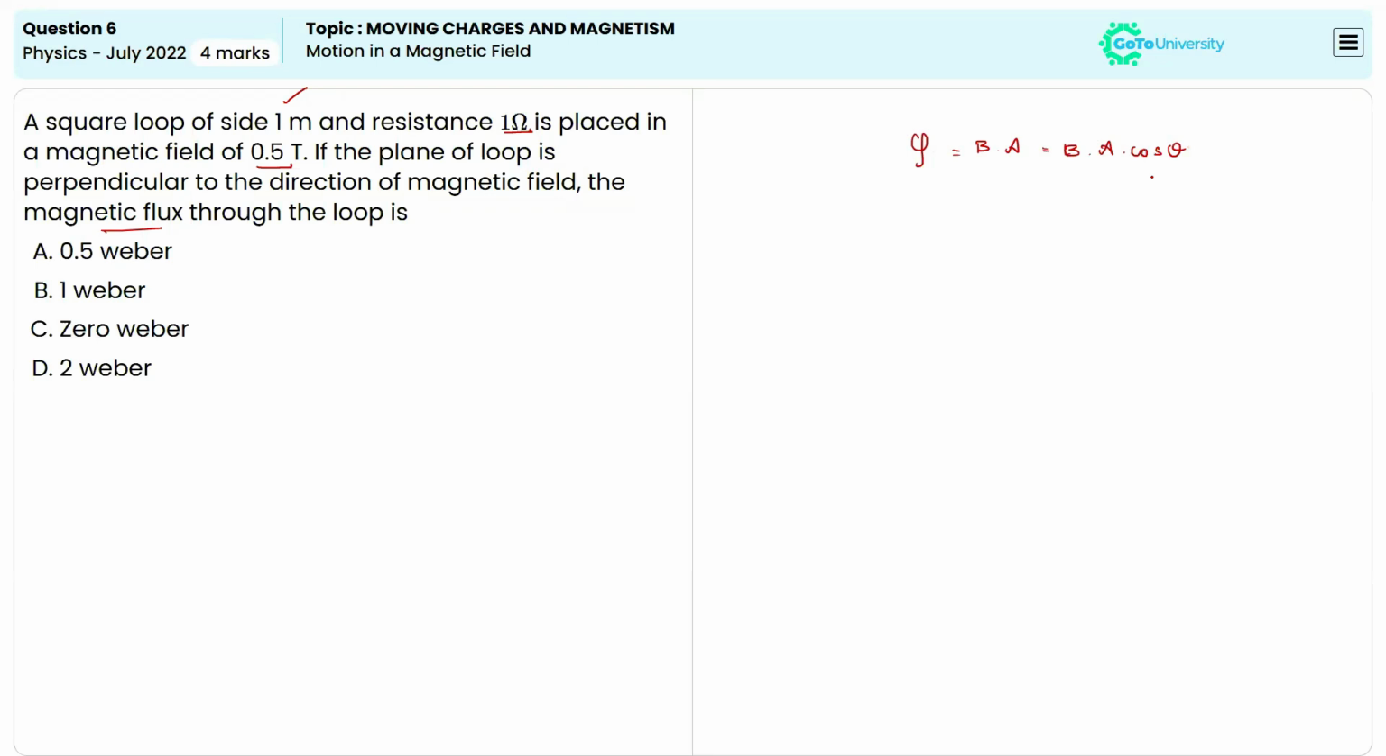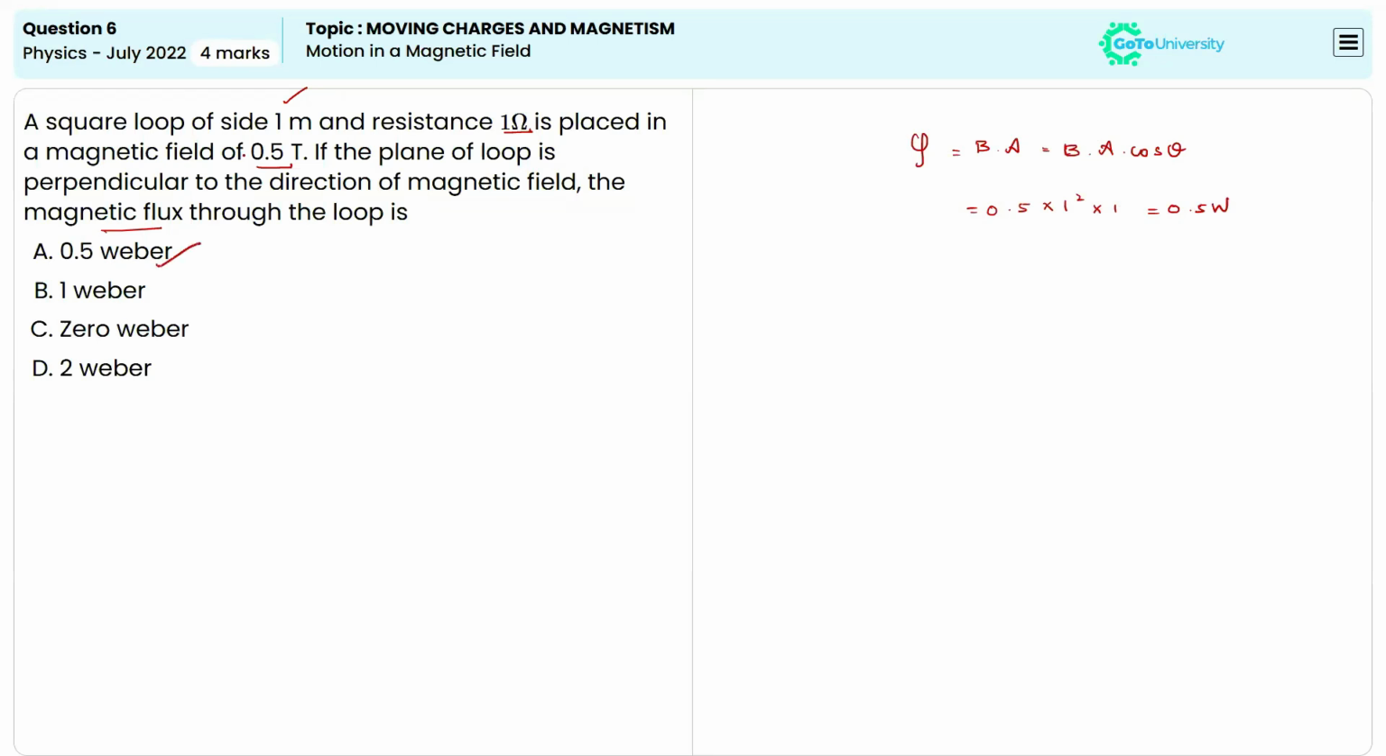I need an answer now. What will be the angle here? The angle here will be 90, right? So what will happen to the cos theta? Cos theta becomes 1, right? So what will happen now? When we apply the values, it will be 0.5. Yes, very good. The correct answer is 0.5 Weber. So option A is correct here.